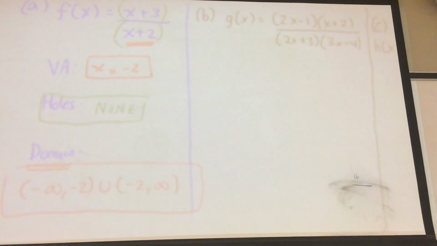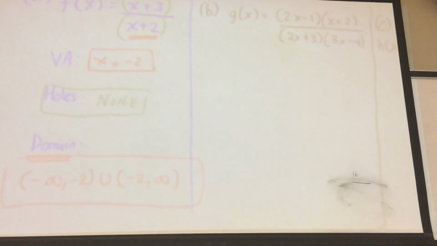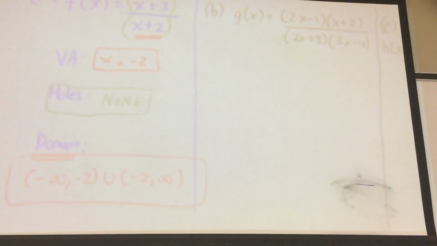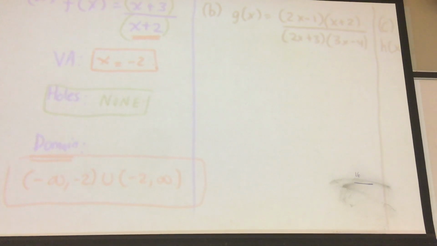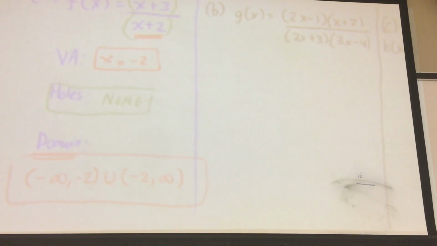So without even drawing the picture, I know the domain, don't I? Anything to the left of it and anything to the right of it is fair game. Had there been a hole, I would have also included that exclusion. Try B on your own, same instructions. VA, holes, domain. Give it a whirl.